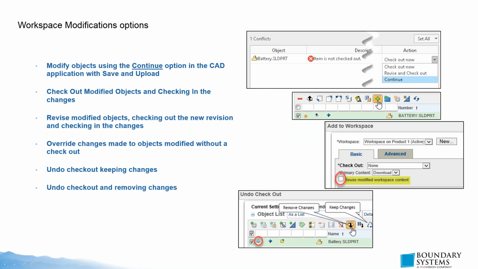The next topic talks about workspace modification options. So this is really kind of cool. This is the bread and butter of a CAD user. When you put data in your workspace, we're talking existing data that's already been checked in, you've got options on how to go about making changes to the data. So there's something called continue.